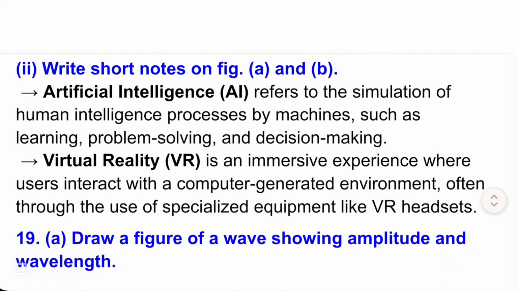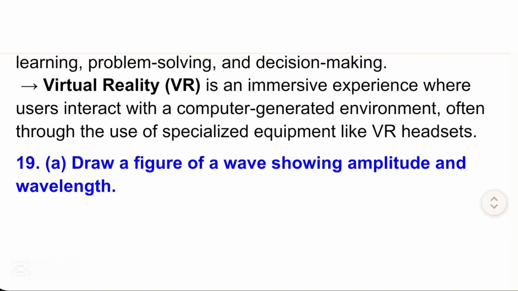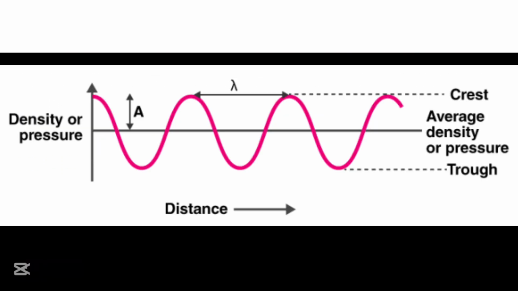B. Write short notes on Fig. A and B. Artificial intelligence (AI) refers to the simulation of human intelligence processes by machines, such as learning, problem solving, and decision making. Virtual reality (VR) is an immersive experience where users interact with a computer-generated environment, often through the use of specialized equipment like VR headsets.